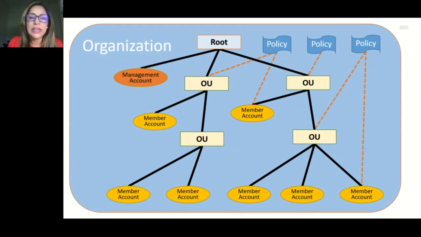So for example, a very simple organizational unit that you can do is, you can have a dev stage and a production organizational unit, because chances are you're going to have different policies that apply to different OUs. In a development environment, for example, engineering teams are going to be experimenting, trying out new services and playing around.